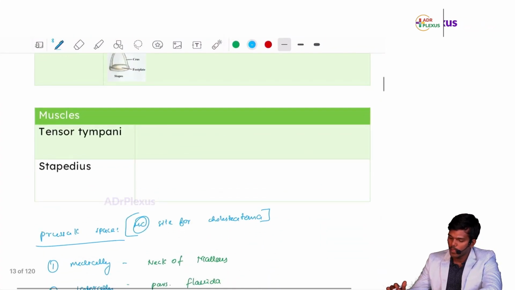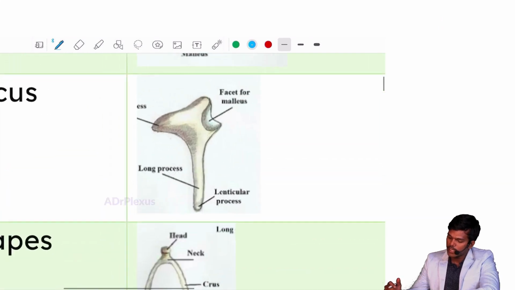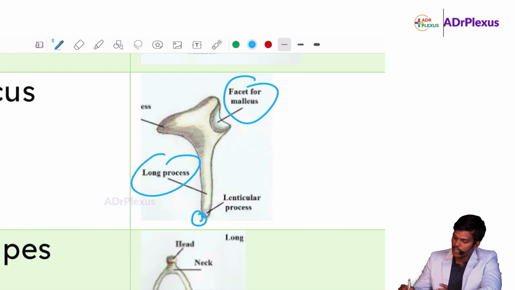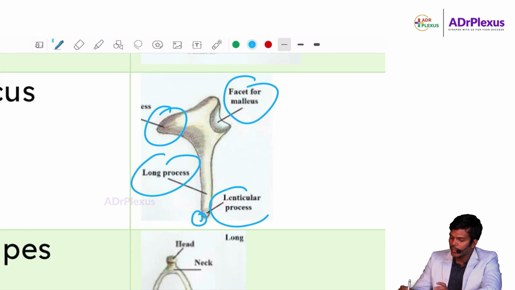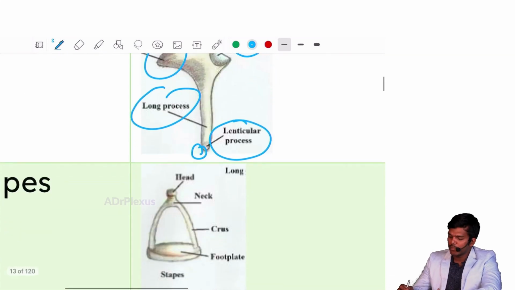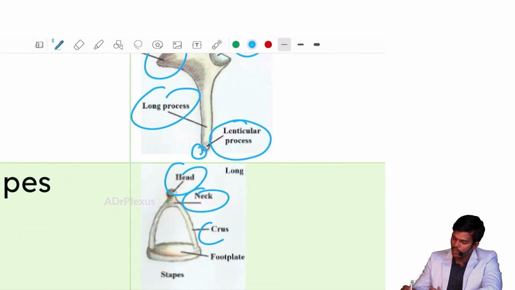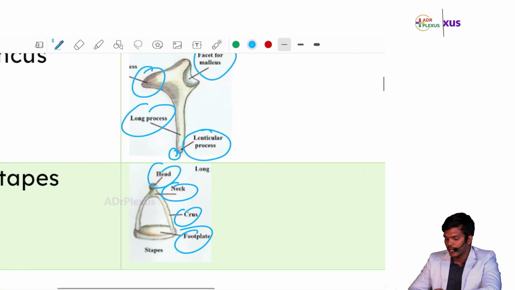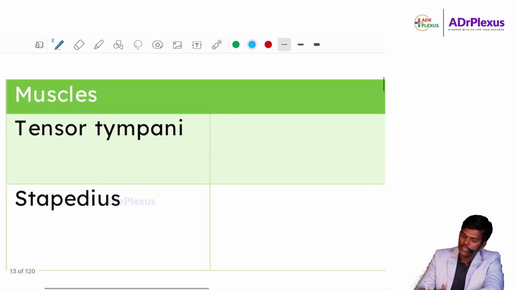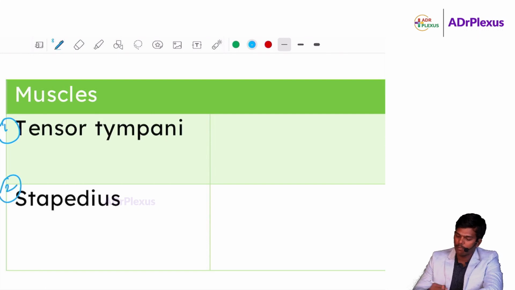So now we know about the incus. Facet for malleus, there is a facet for stapes. There is a long process, there is a short process. Okay, there is also a lenticular process that is present near the articulating joint of the stapes. Stapes, you are having a head, neck, you are having a crura, you are having a foot plate. Clear? Fine. Now muscles is tensor tympani muscle and stapedius muscle.